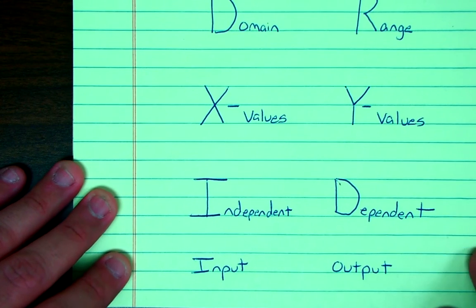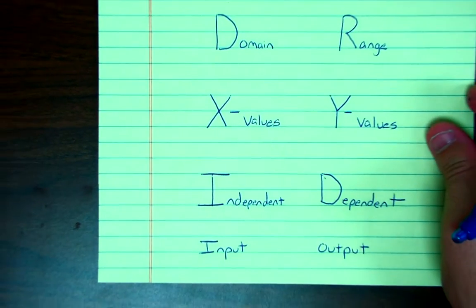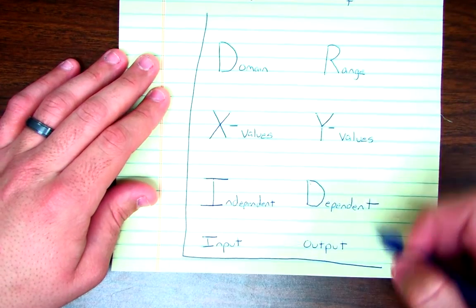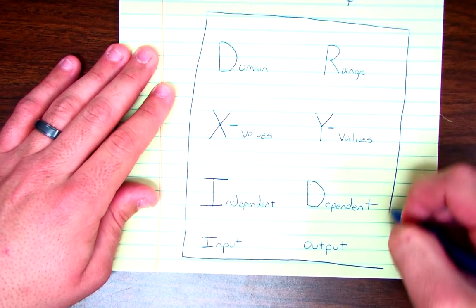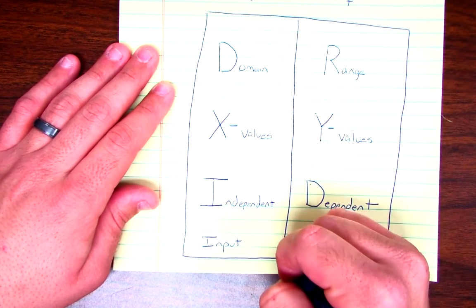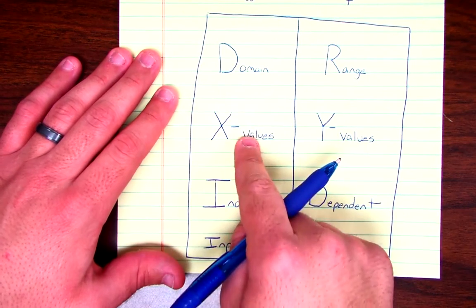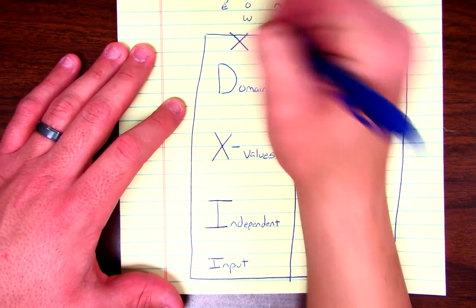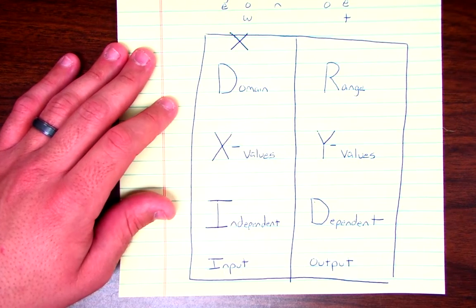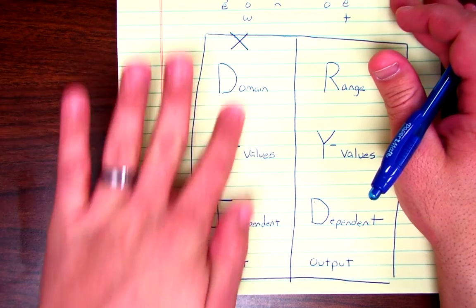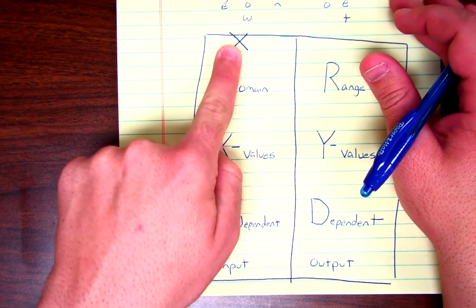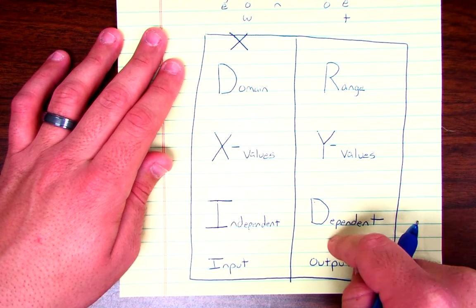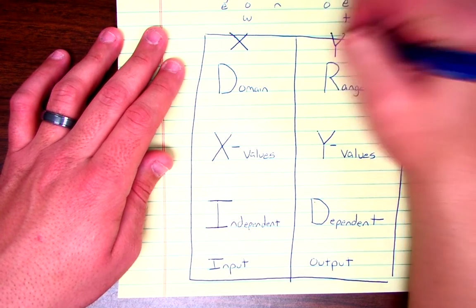And I'm going to make this even a little bit easier for y'all. Draw me a nice little box here. The domain, the X values, the independent, and the input all belong with the X-axis. They belong with the X's. All of these things right here go with your X. The range, the Y values, the dependent, and the output belong with your Y-axis.